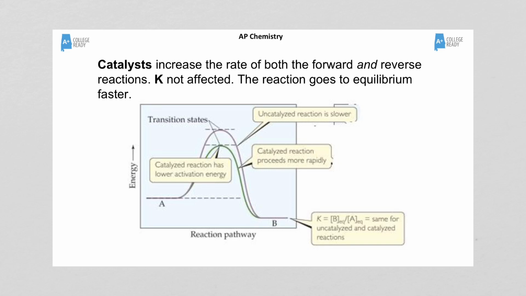A catalyst, we talk about catalysts when we talk about kinetics because catalysts do increase the rate of both the forward and the reverse reactions. But sometimes you're asked how a catalyst can affect K, and this is kind of a trick question, and I don't want you to fall for it. The equilibrium constant is not affected by a catalyst. It's just that a catalyst speeds up a reaction and the reaction goes to equilibrium. It gets to that equilibrium position faster, okay? So, again, catalyst doesn't affect K.